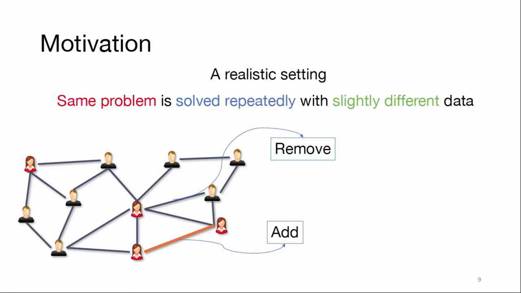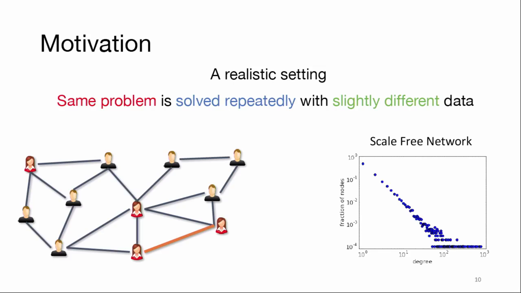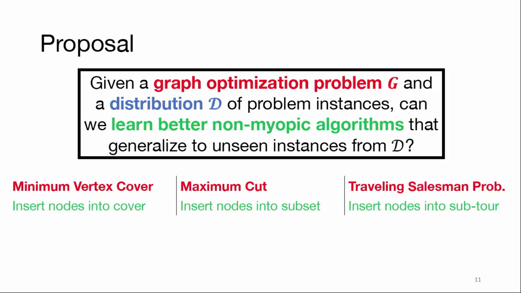So think about a more realistic setting where the same problem is solved repeatedly with slightly different data. For example, a social network can be known as a dynamic graph with relationships created or dropped across time, but roughly it can still be characterized using the same parametric model. So we propose to learn a better non-myopic algorithm that can generalize to unseen instances from the same distribution as in training. In our paper, we focus on the minimum vertex cover, max cut, and the traveling salesman problem.